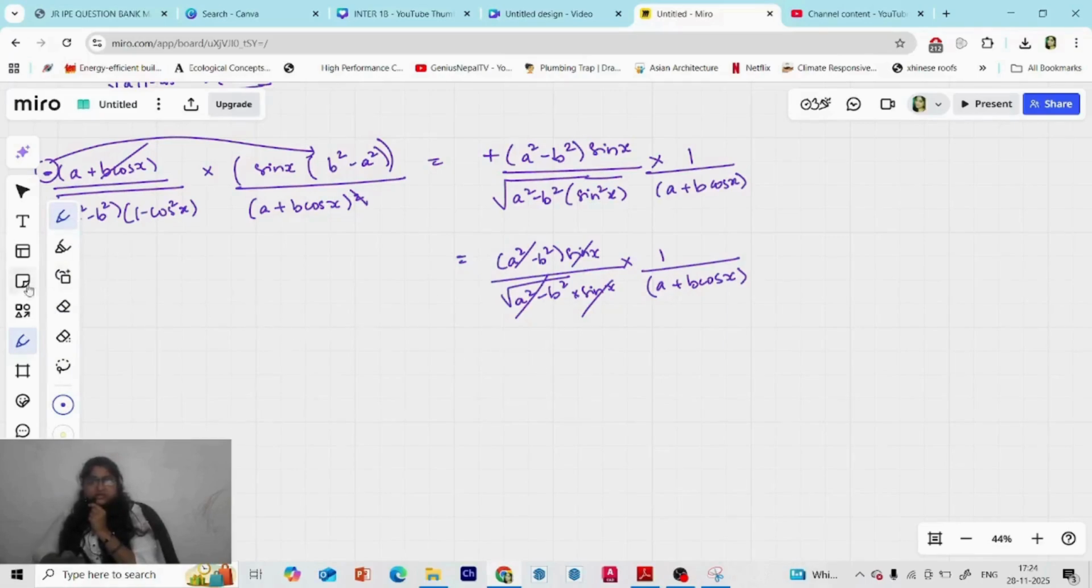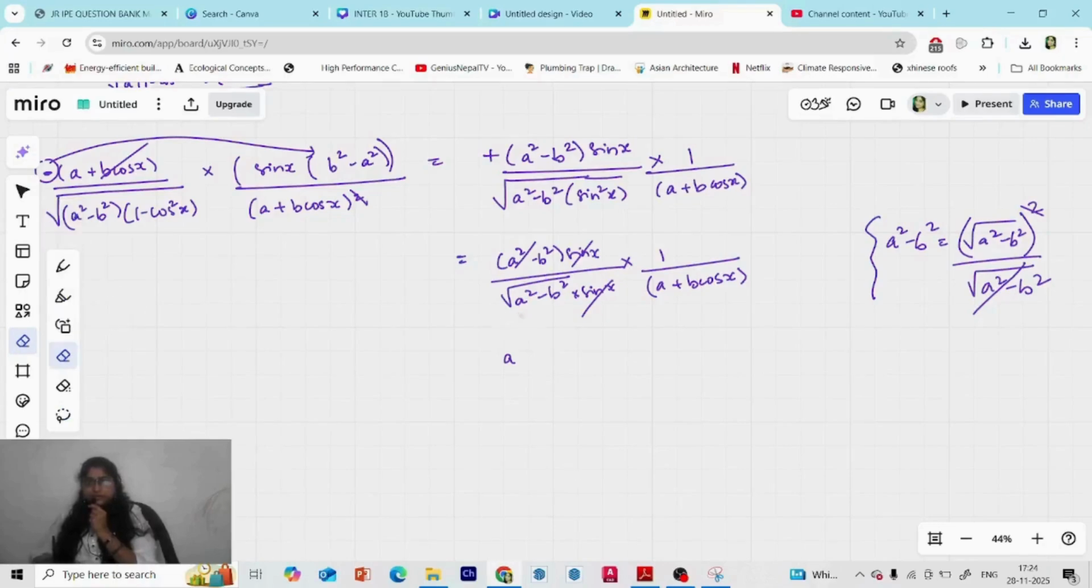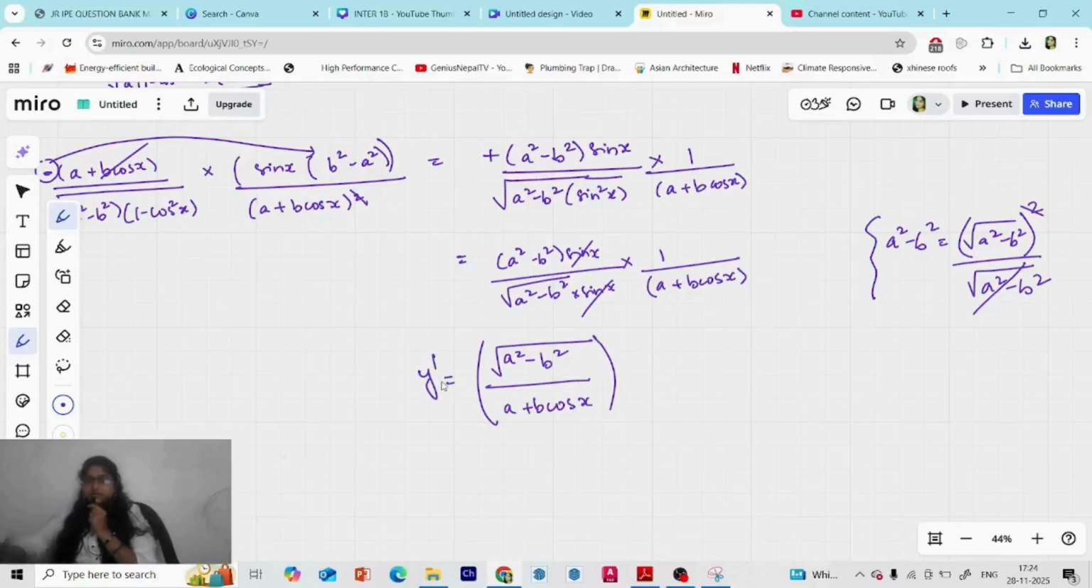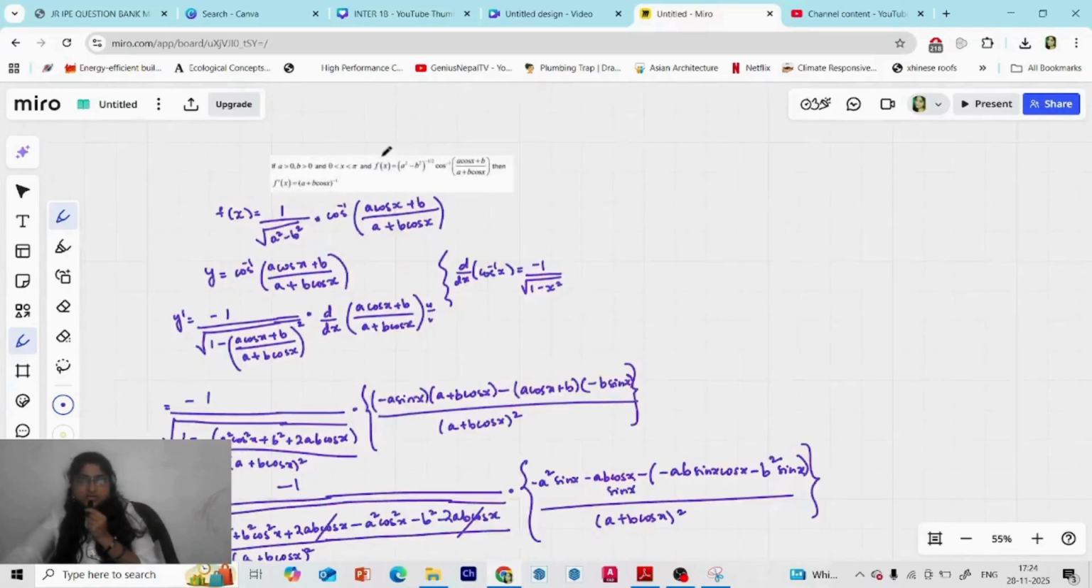Basically, a square minus b square is nothing but root over a square minus b square whole square. So that's why when I divide it with root a square minus b square, one of the terms goes and we are left with a root a square minus b square. Okay, so that's why we are cancelling. Okay? Alright, so we are left with under root a square minus b square in the numerator by a plus b cos x in the denominator. Okay, so this is y dash. This is the derivative of the cos inverse function.